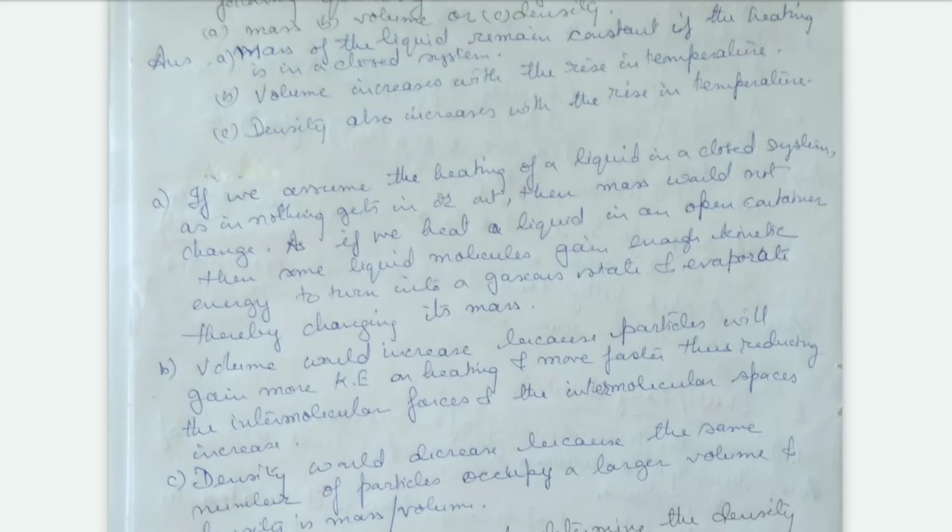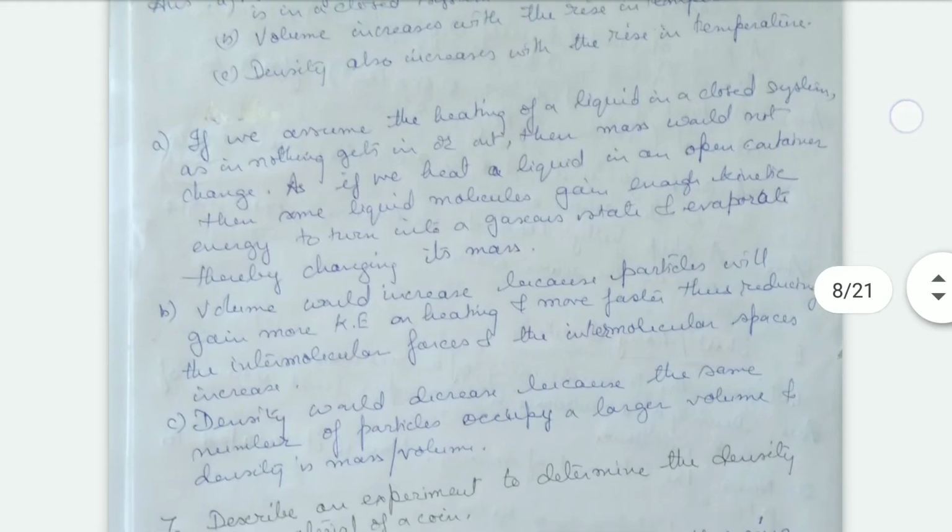Next, the volume. Volume increases with the rise in temperature. Volume would increase because the particles will gain more kinetic energy on heating and they move faster. The intermolecular forces will reduce and intermolecular spaces will increase, and therefore the volume will increase.